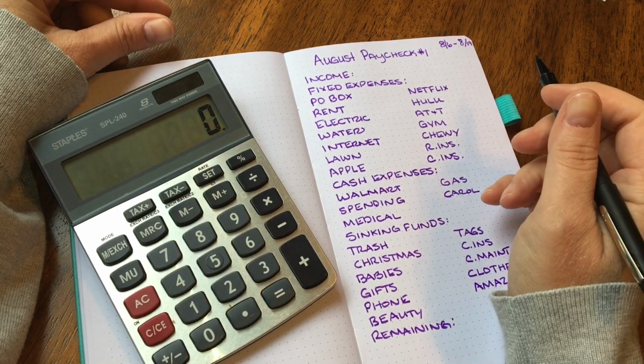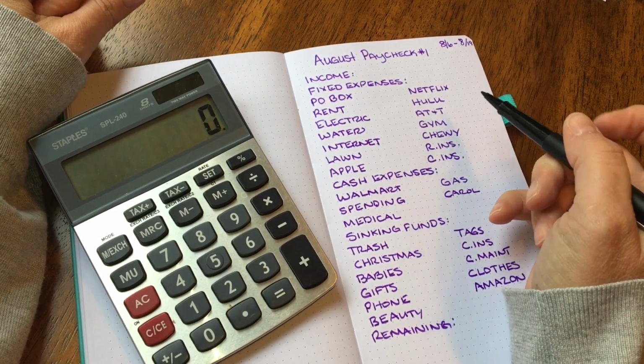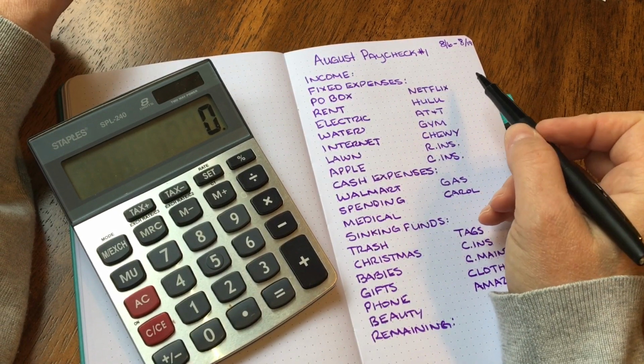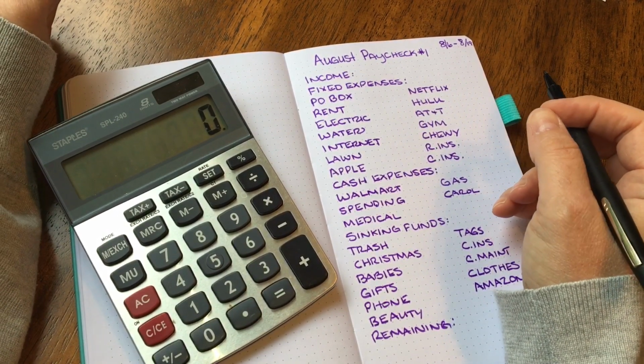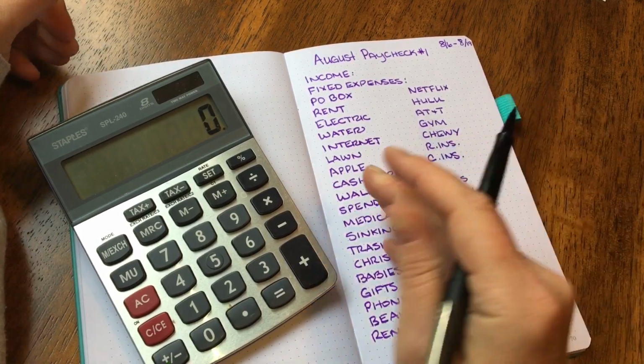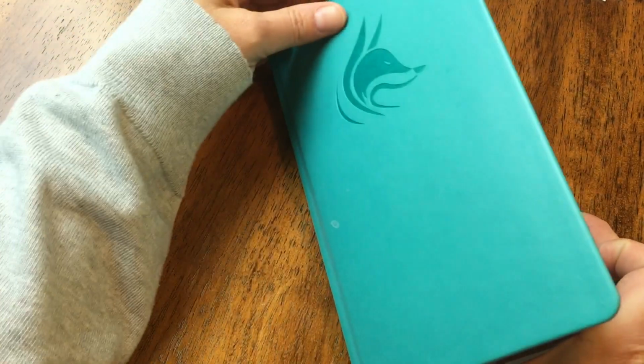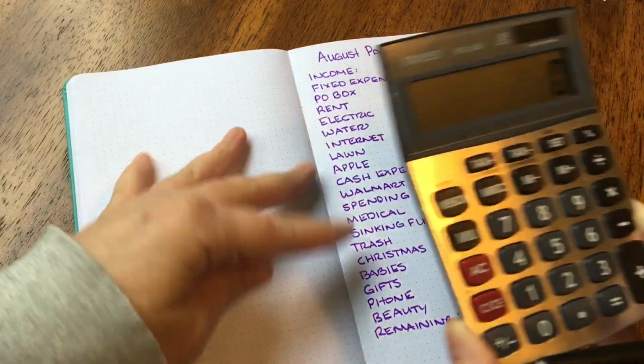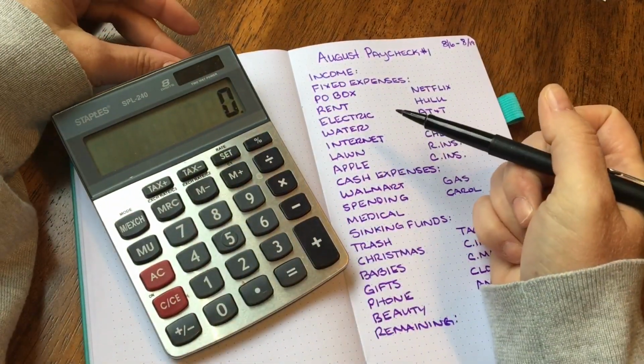My name is Lisa, and today I'm going to be going over my August paycheck number one budget, and this is going to be for August the 6th through August the 19th. All right, so as usual, I am using the Clever Fox dotted notebook. I went ahead and wrote down all of my categories to save a little time.